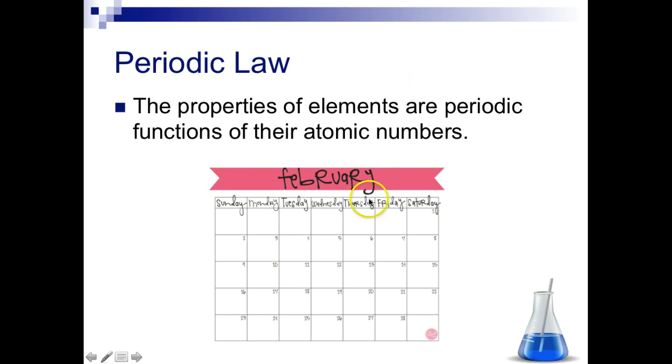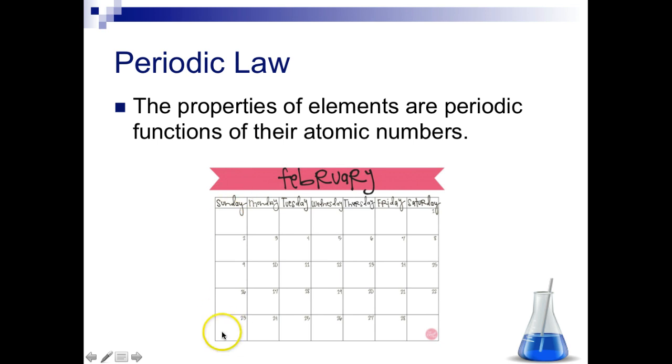There's also something that came about after Moseley organized his periodic table, and it's called the periodic law. And that basically says that the properties of elements are periodic functions of their atomic numbers. So basically, he said that elements are grouped on the periodic table based on properties as well as their atomic numbers. So if you think about the calendar for like February, we group our days and write them in a calendar based on their day.